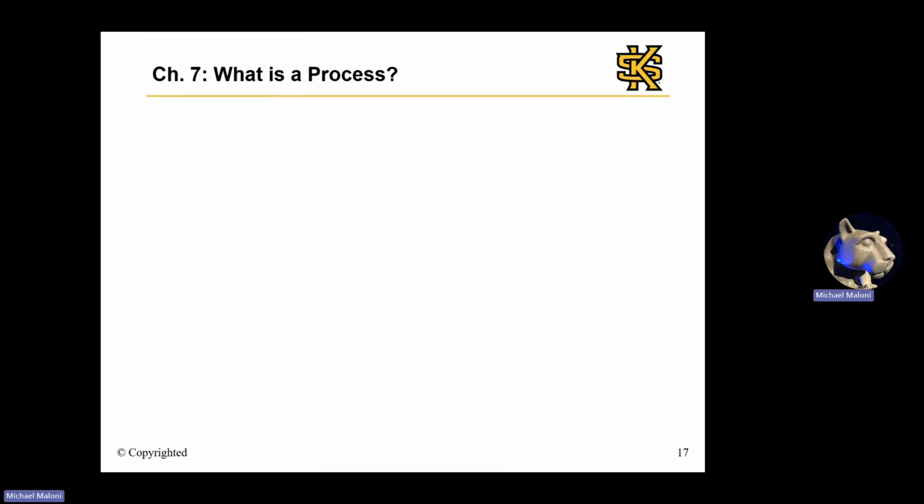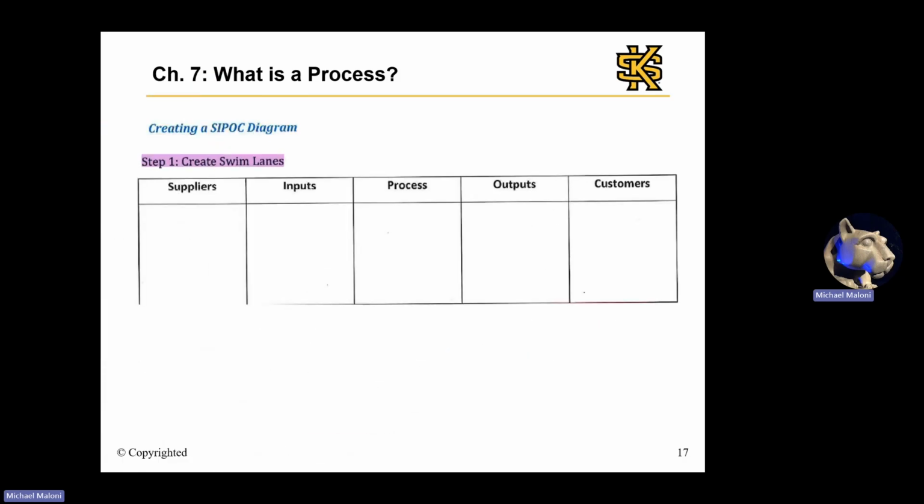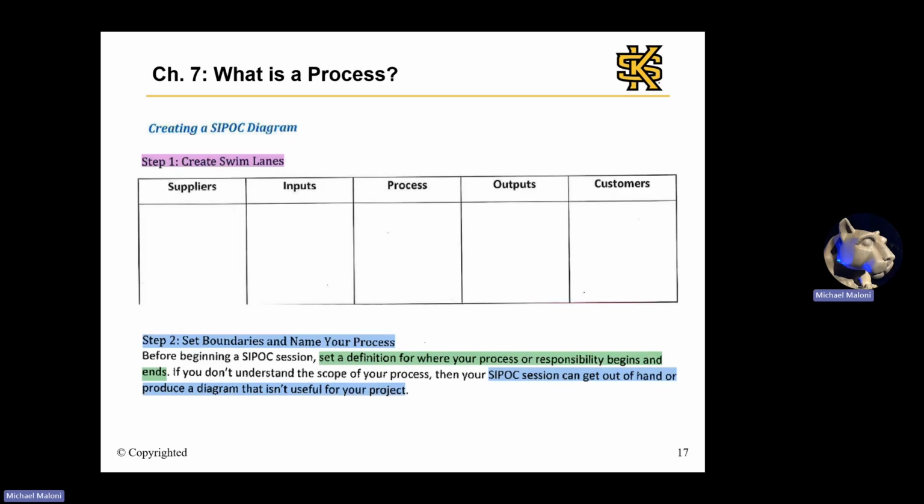To build a SIPOC diagram, first create the swim lanes, meaning one column each for suppliers, inputs, process, outputs, and customers. Second, set boundaries for the process to control for potential scope creep. That is, avert the dreaded, "while we're at it, let's also fix this" tendency.